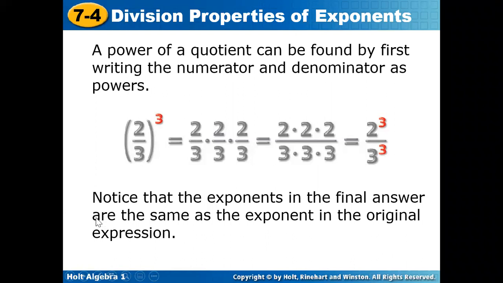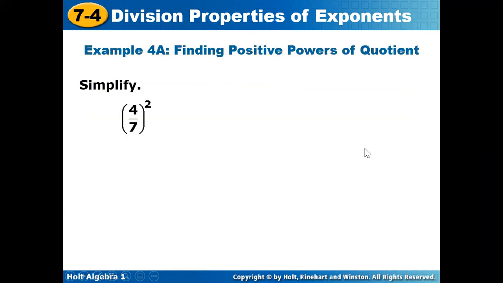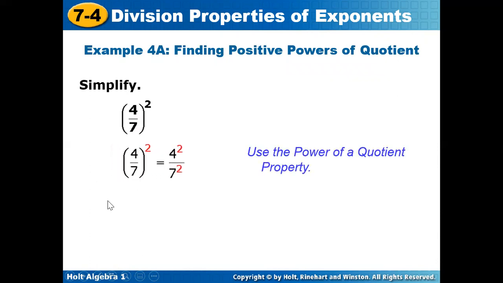Much like we did with multiplication, if you have a fraction and it is to a power, an exponent, then you distribute the exponent to each part of that fraction. So 2/3, that whole thing in parentheses to the third power, is the same as 2 to the third divided by 3 to the third. Same thing here. We're just going to distribute that power to both parts, the numerator and the denominator. And then we can simplify.